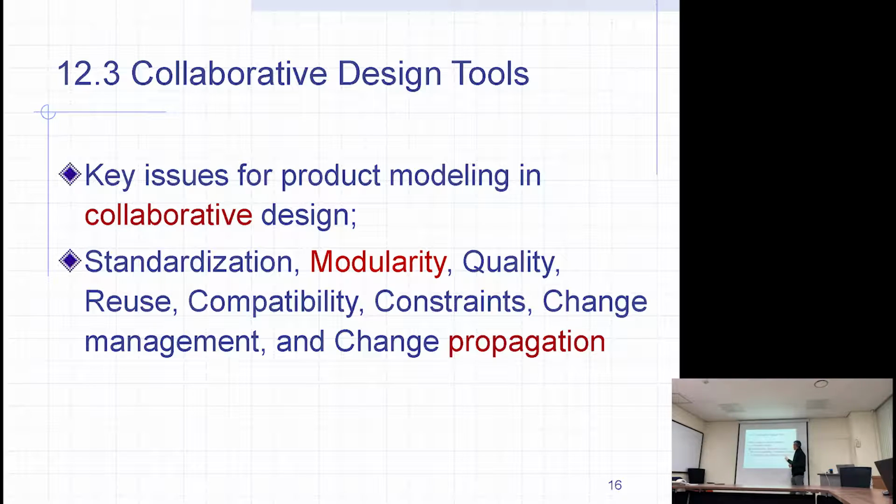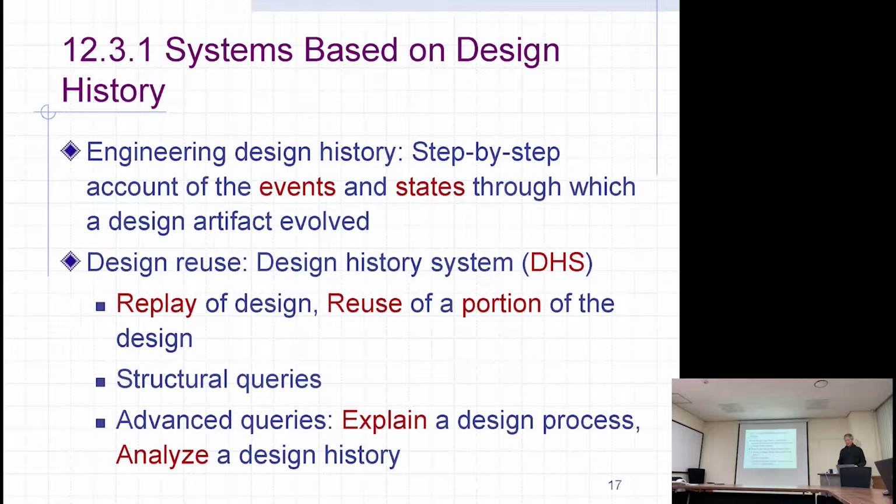Reuse, compatibility, and change propagation. Because in every design there are changes, right? Change propagation goes well to France too, and then they adapt it there, with quality control, and make sure that the arrived final product works together. Design history.